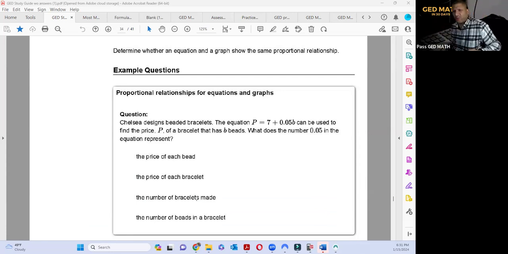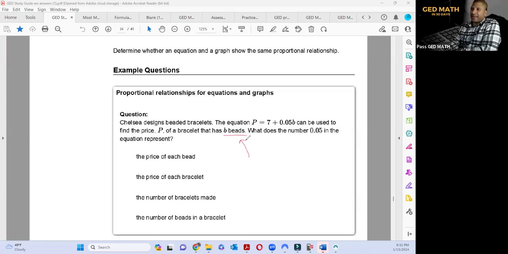And then you look at this word problem and it says Chelsea designs beaded bracelets. The equation P equals 7 plus 0.05B can be used to find the price P of a bracelet that has B beads. What does the 0.05 in the equation represent? The price of each bead, the price of each bracelet, the number of bracelets made, the number of beads in the bracelet.